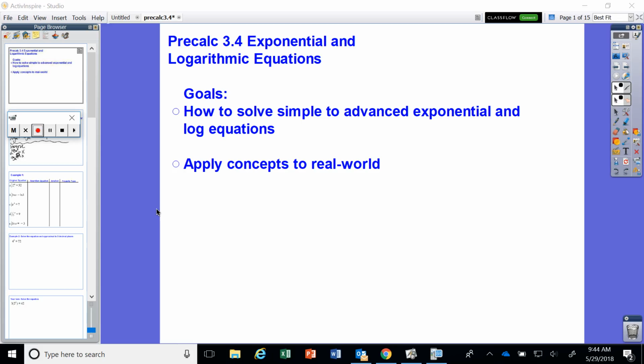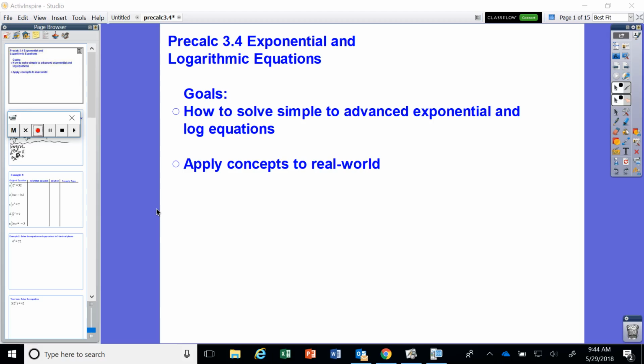Alright, ladies and gentlemen, in this video we are diving into exponential and logarithmic equations. Specifically for this video, we are going to be looking into solving exponential equations. Anything from the simplest to the most advanced things you're going to see, and then at the end of the section we're going to apply it to some real-world concepts as well.